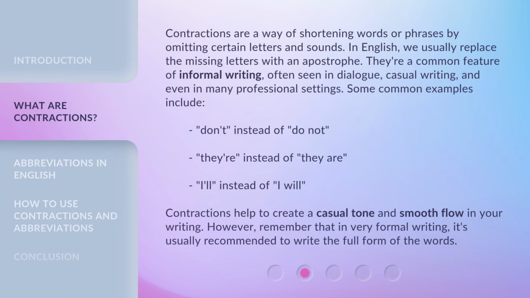Contractions are a way of shortening words or phrases by omitting certain letters and sounds. In English, we usually replace the missing letters with an apostrophe. They're a common feature of informal writing, often seen in dialogue, casual writing, and even in many professional settings. Some common examples include don't instead of do not, they're instead of they are, I'll instead of I will.